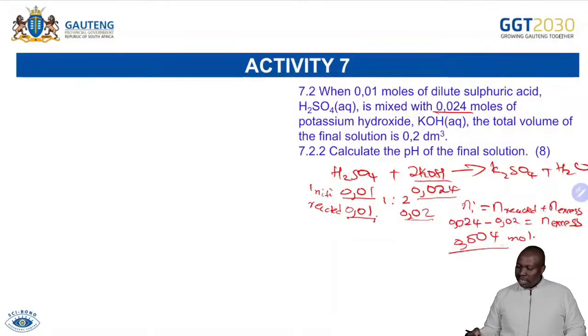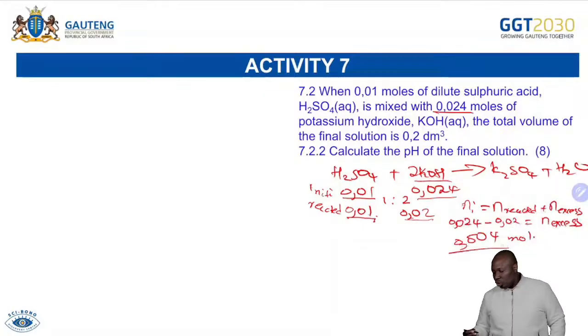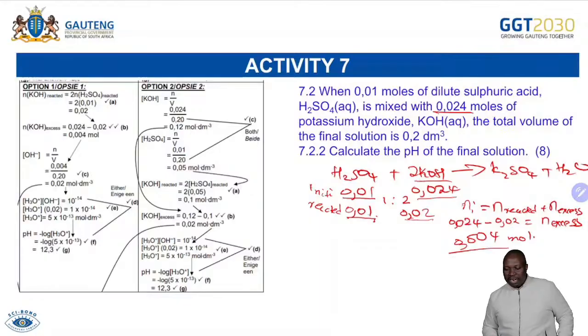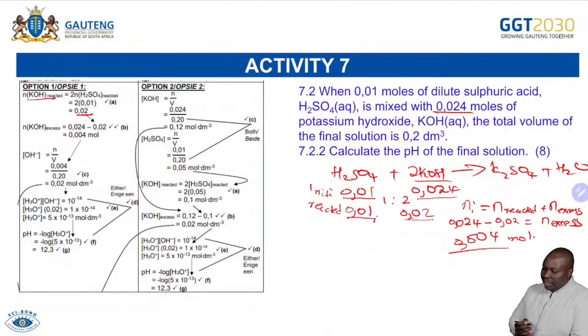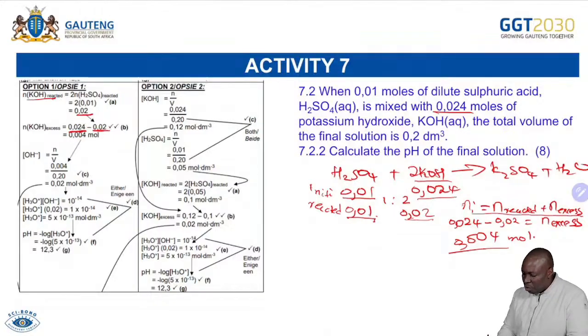Remember, when you're having that, you must be able to convert the number of moles to concentration. And then with no wasting of time, I will just explain from here. Number of moles of potassium hydroxide, we said 0.02 will react. And the one that is in excess will be the 0.024, which is what we had initially, minus the reacted one, which is what I was explaining using that formula. And that gives you 0.004.